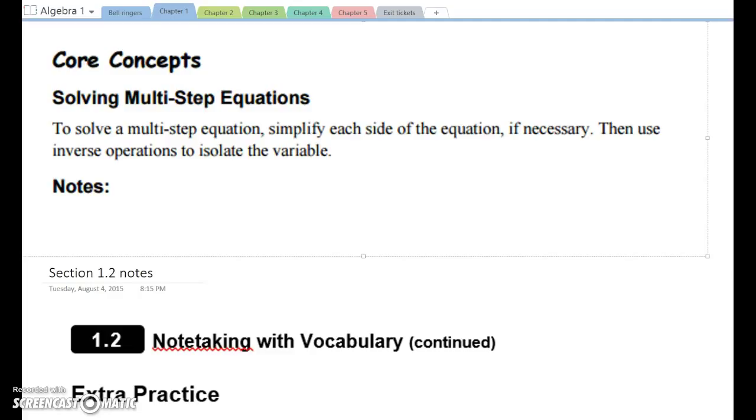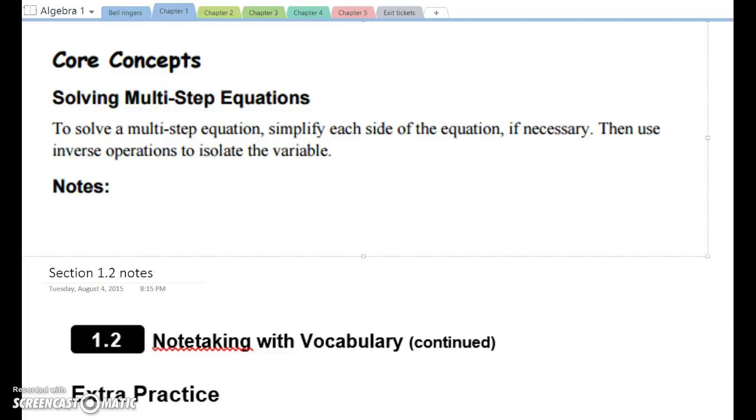This is section 1.2. You need to be in your workbooks, and that is the book that you carry back and forth to class each day, and we are on page 10. So page 10.